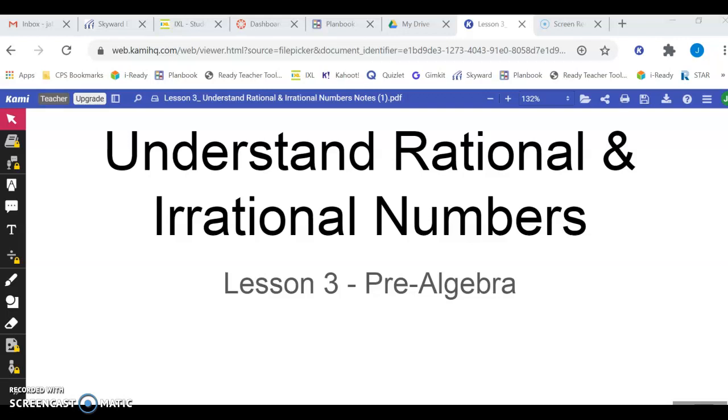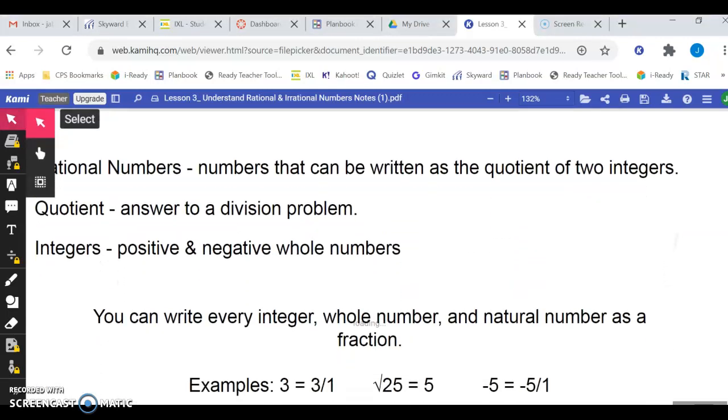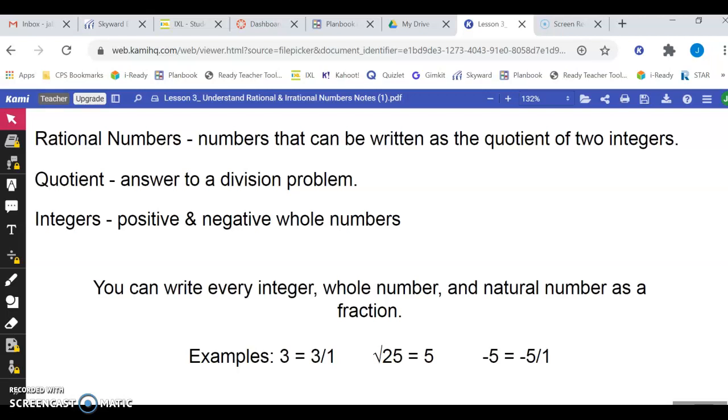We are going to do the section called Understand Rational and Irrational Numbers today. A rational number is a number that can be written as a quotient of two integers. Examples would be fractions, decimals, whole numbers. The quotient is an answer to a division problem. So that's where you have your fraction. If you have 2/3, that really means 2 divided by 3. So 2/3 would fall under the rational number category because it has a quotient.